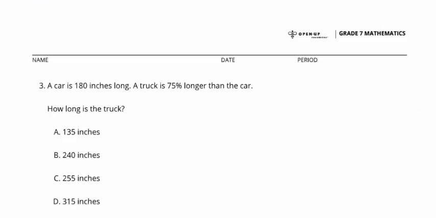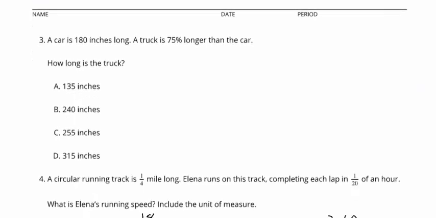Number 3. A car is 180 inches long. A truck is 75% longer than the car. How long is the truck? So there's a few ways we could go about finding this answer. One way is to find 75% of the car and add that length to the car's length, and that would be the truck's length.